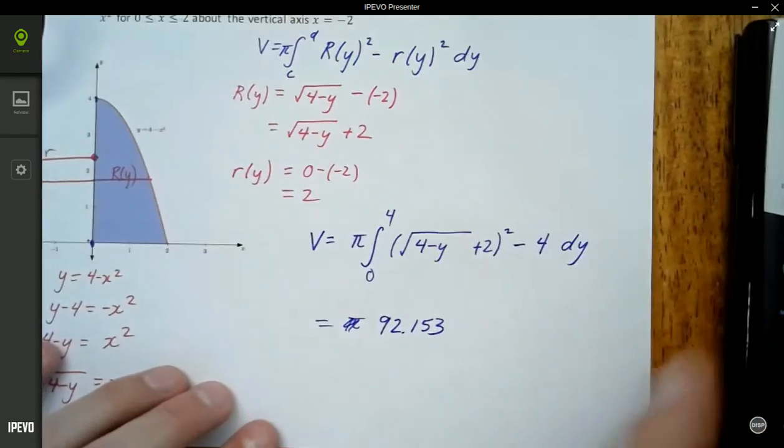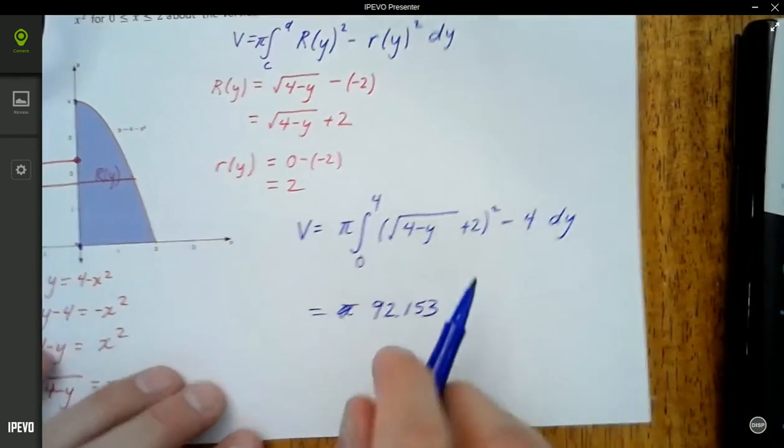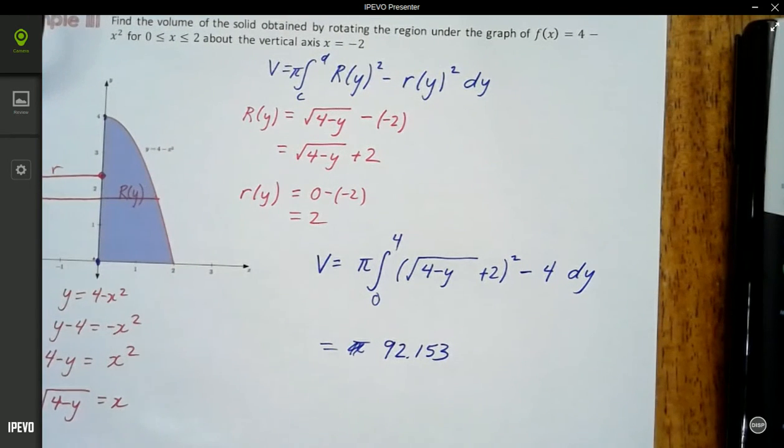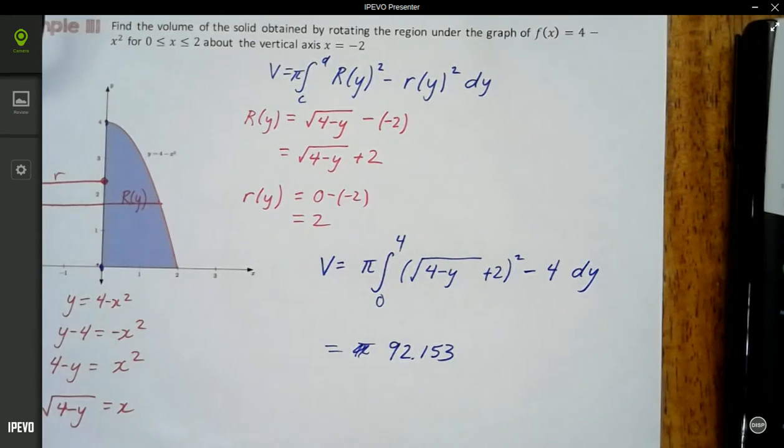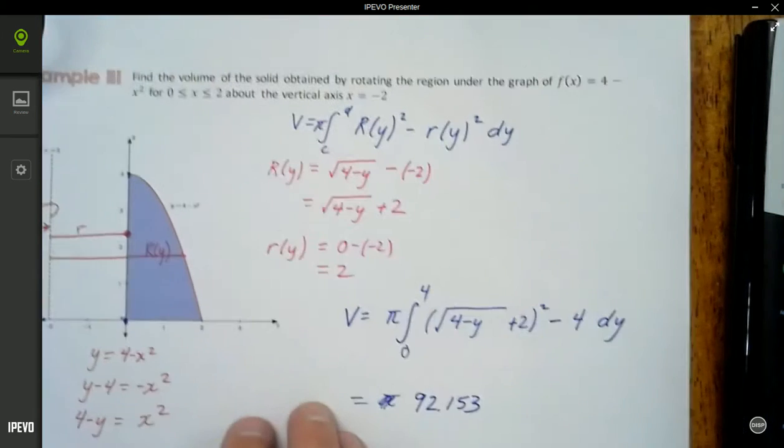I chose to just use the calculator because that can be a little bit of a pain to integrate. So that's a couple more examples of finding the volume revolving around a line other than the axes, the x or the y axis.